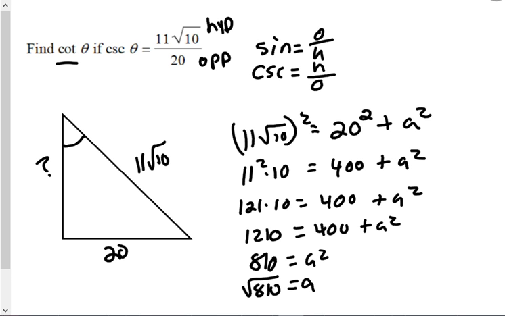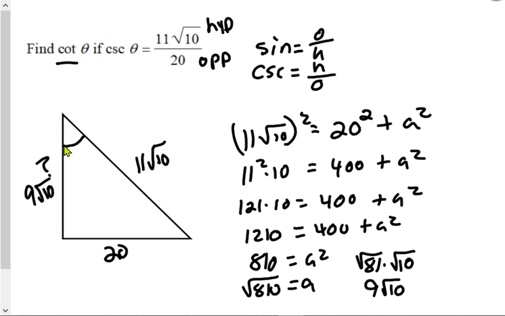Fortunately, the square root of 810 can be simplified as square root of 81 times square root of 10. Of course, square root of 81 is 9. So our final answer for that missing side is 9 square root of 10. So we would write that down as 9 square root of 10.